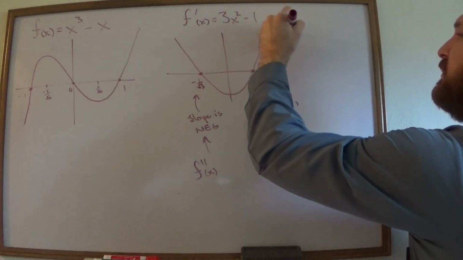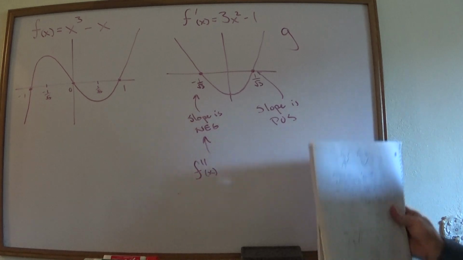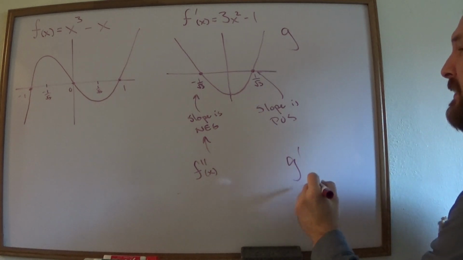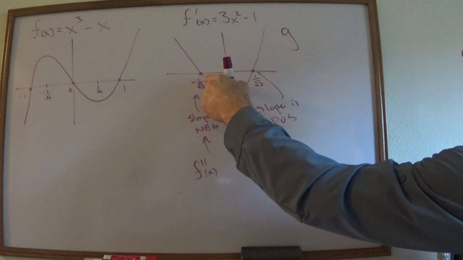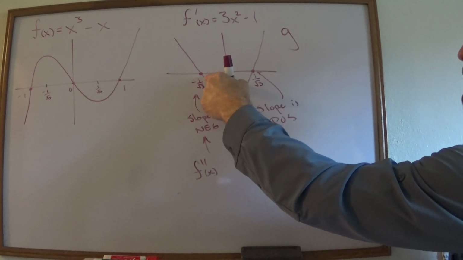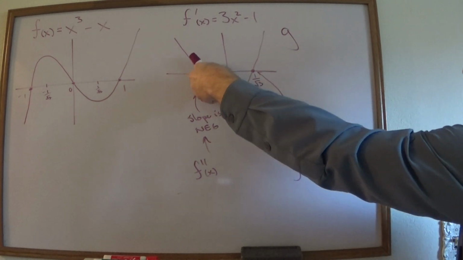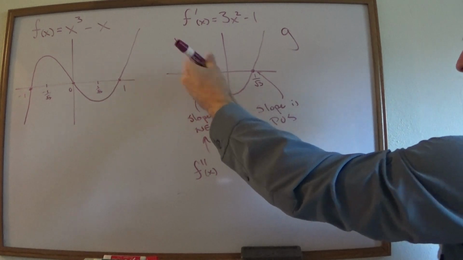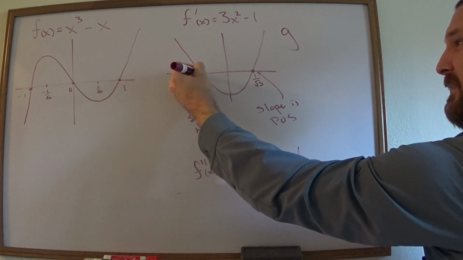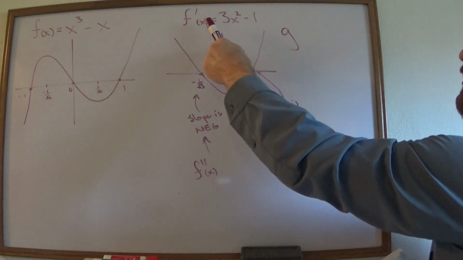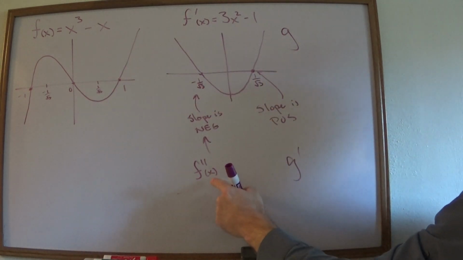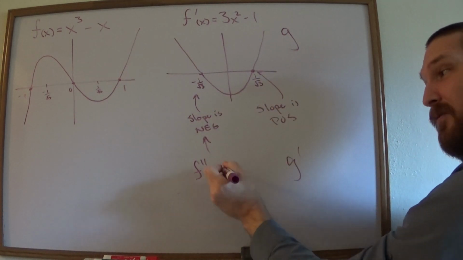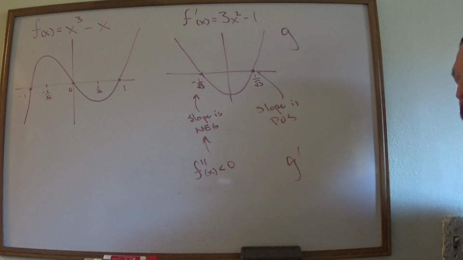So let's call this function g. You would say g prime is positive or negative here? Negative. It's negative because it's decreasing. The slope is negative there. So the slope of this function is negative. So in other words, the second derivative is negative. Does that make sense?